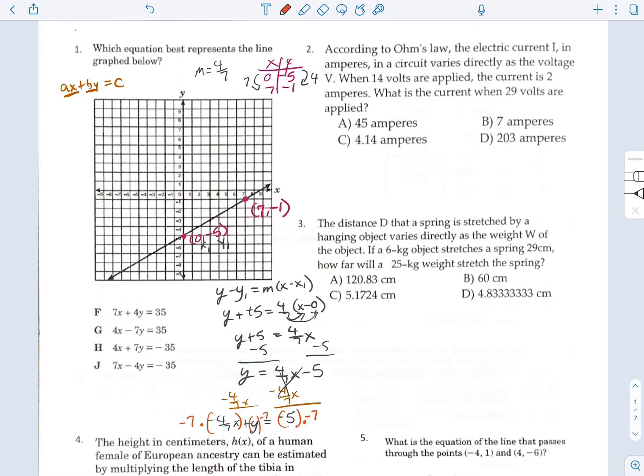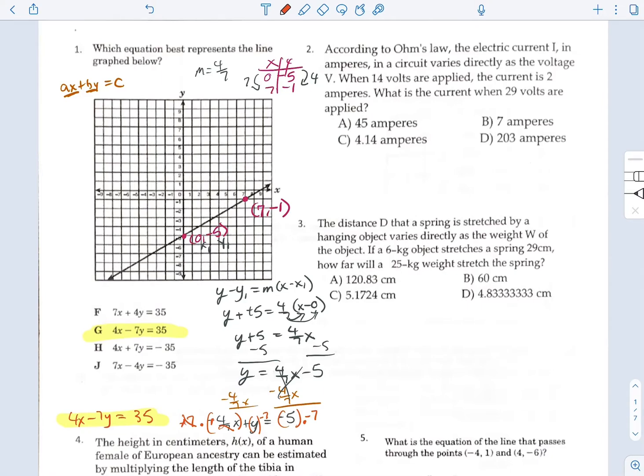Okay, so when we multiply each term by -7, the negatives, of course, will cancel here, right? So it becomes positive, and then the 7s cancel, and we're left with 4x here. And then y times -7 is -7y, and -5 times -7 is +35, which is G.